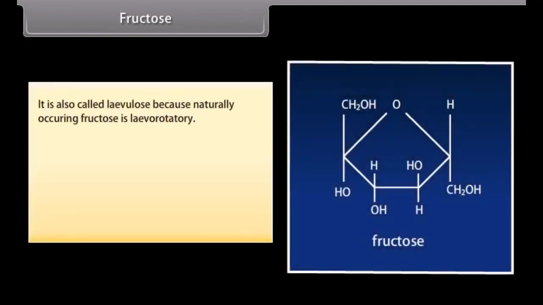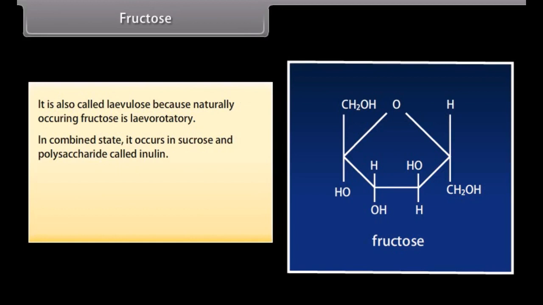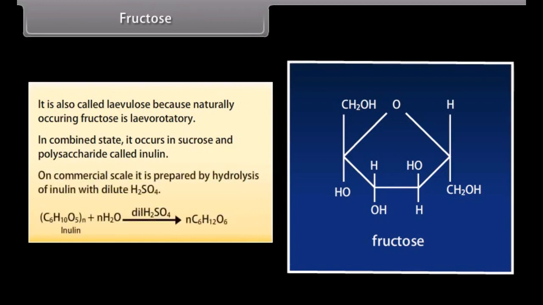It is also called levulose because naturally occurring fructose is levorotatory. In combined state, it occurs in sucrose and a polysaccharide called inulin. On commercial scale, it is prepared by hydrolysis of inulin with dilute H2SO4.